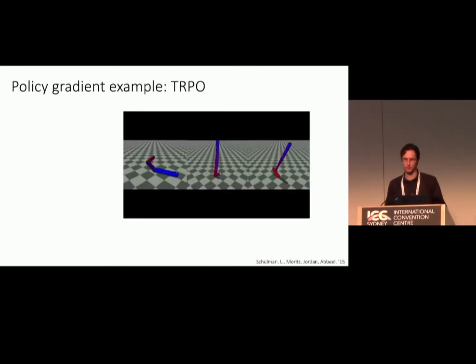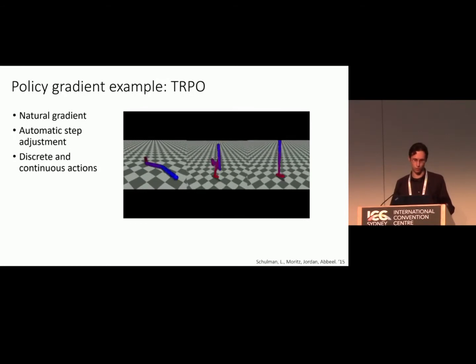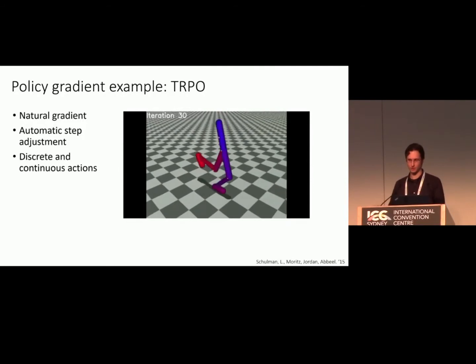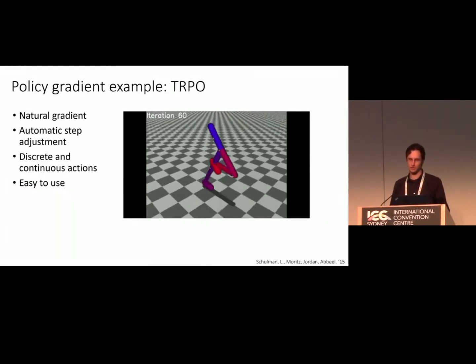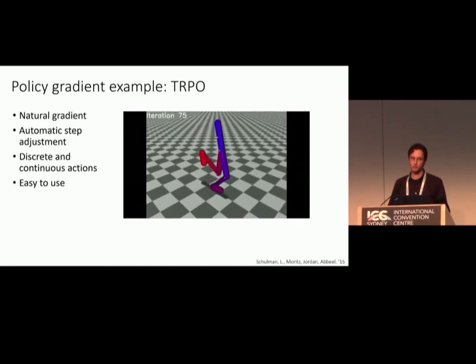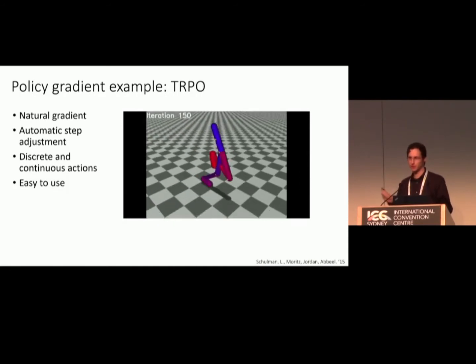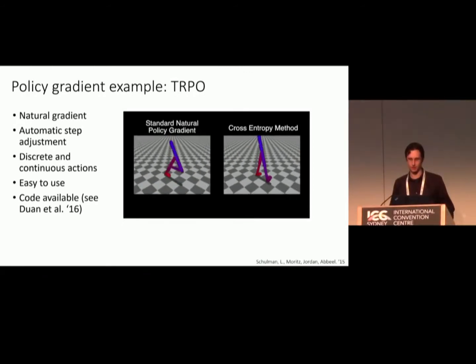All right, let's look at some examples of policy gradient results. This is the trust region policy optimization method. It is a natural gradient method with an automatic step size adjustment. It can work with both discrete and continuous actions. If you can write down your probability distribution for your policy in a way that you can differentiate log pi, you can apply a method like this. And it's relatively easy to use. It's not the most efficient reinforcement learning algorithm, but because of the automatic step size adjustment and the natural gradient step, it tends to require a bit less parameter tweaking. So if you're just starting off with some reinforcement learning problem and you want to try something quickly, this is often a good choice to get started. And there's some code available in a follow-up paper by Rocky Duan.